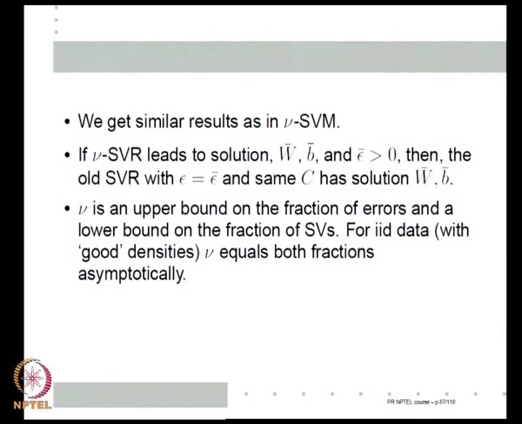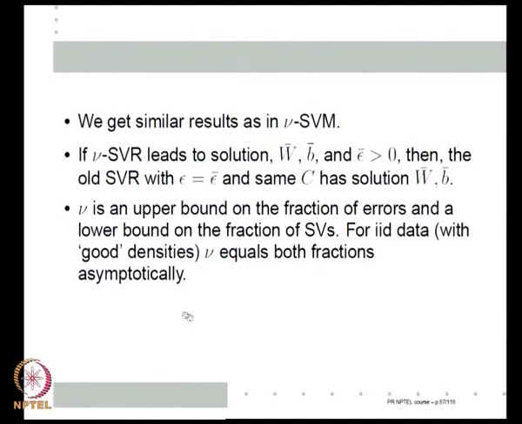And once again you can show that nu is an upper bound on the fraction of errors, meaning the number of points on which the prediction is greater than epsilon, and a lower bound on the fraction of support vectors. And like earlier, if you have sufficiently good data sets, meaning a large number of IID examples and your class conditional density satisfies some proper conditions, then in such cases nu simultaneously equals both fractions asymptotically. So, as the number of examples goes to infinity, nu is actually equal to the fraction of support vectors as well as the fraction of errors.